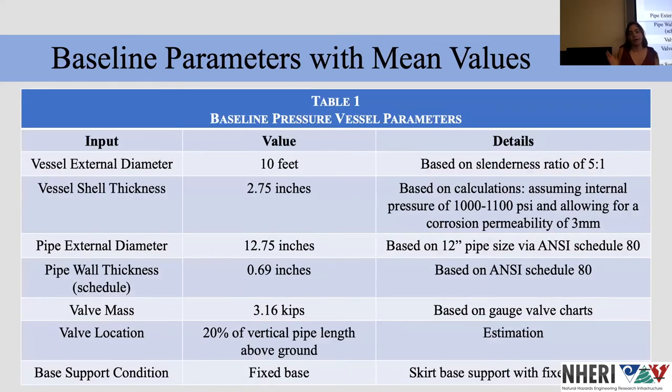So these are the values we decided on for each parameter. Basically from the research I conducted before, these are what I found to be mean or average values. And I have some details there outlining why I chose those values, or if they were based on calculations or what I found.